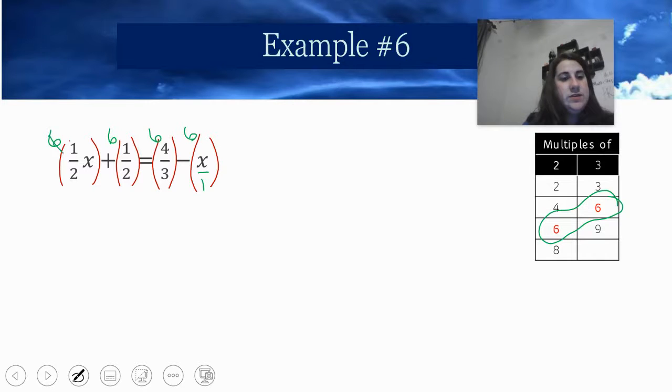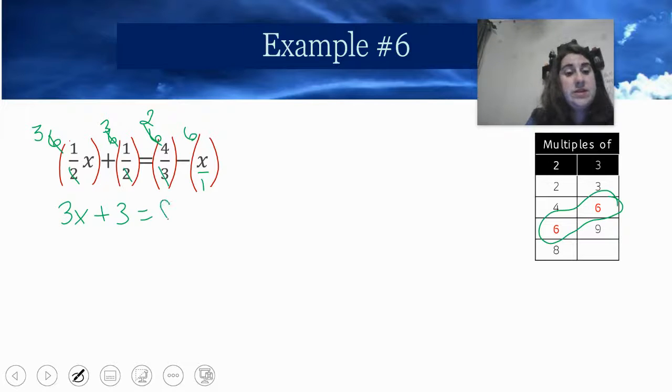Okay, so 6 divided by 2 is 3. 3 times 1 is 3x. Okay, 6 and 2, that turns into 3. So plus 3. 6 and 3, that turns into 2 times 4 is 8. Minus 6 divided by 1 is 6 times x is 6x. And now we can solve this normally.